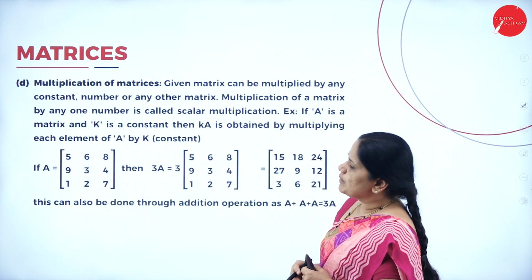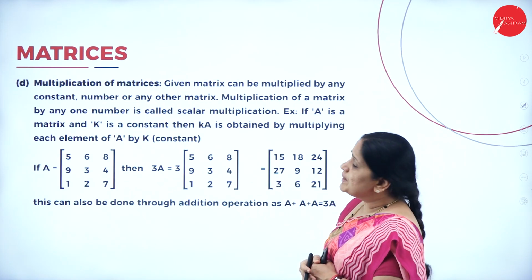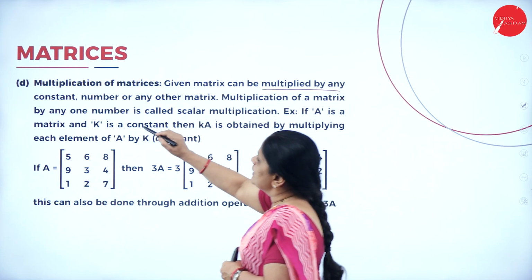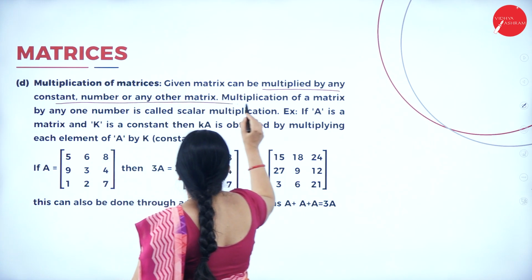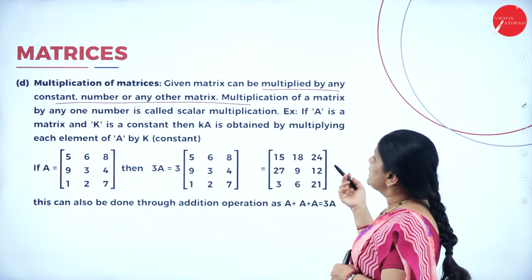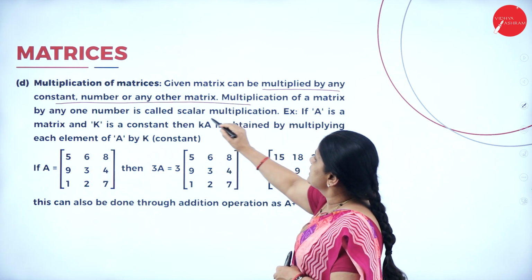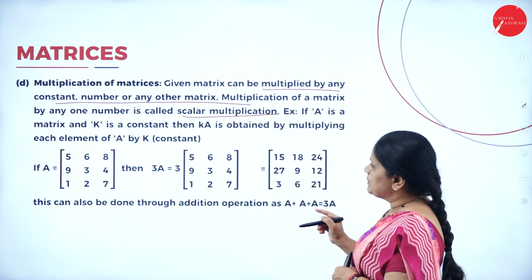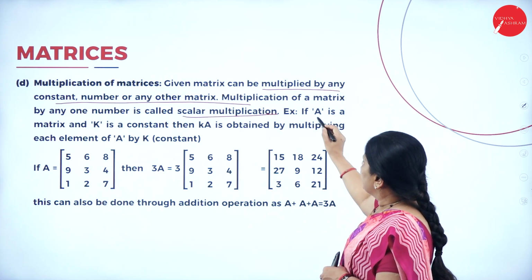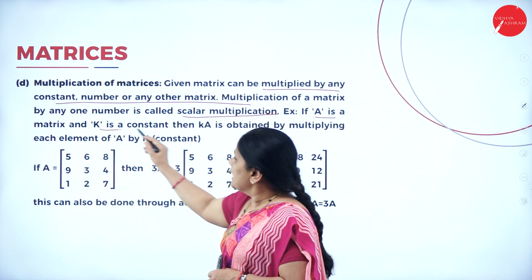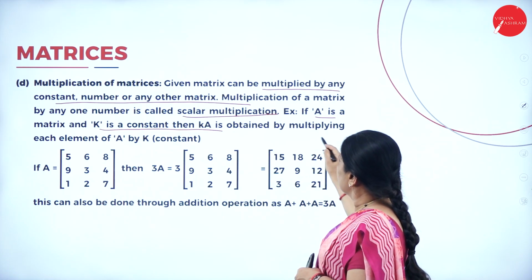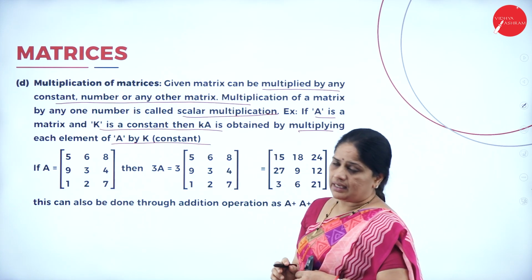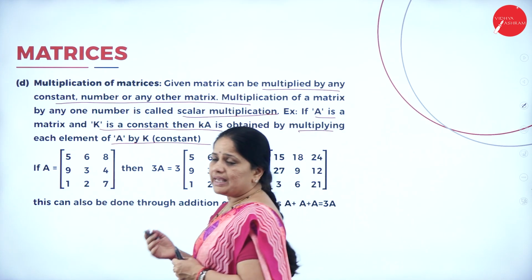Now, next we see the multiplication of matrices. The given matrix can be multiplied by any constant number or any other matrix. Multiplication of a matrix by a single number is called scalar multiplication. So, if A is a matrix and K is a constant, then KA is obtained by multiplying each element of A by K. I will explain here.